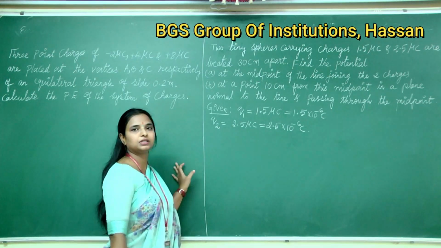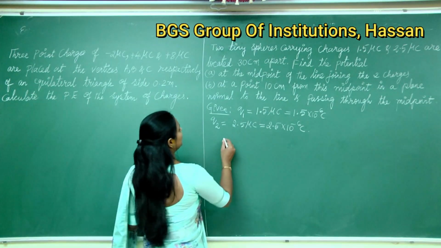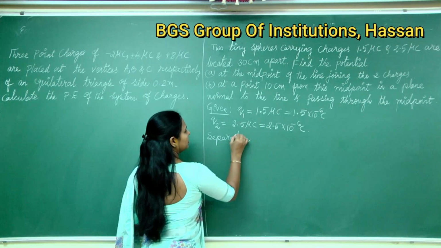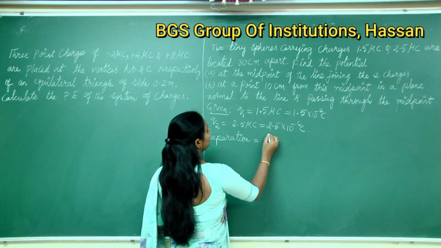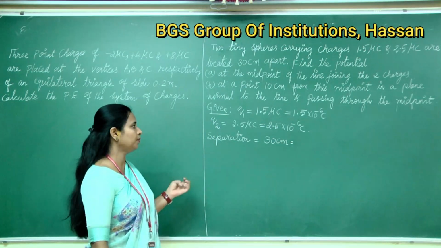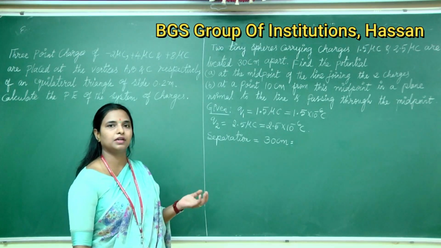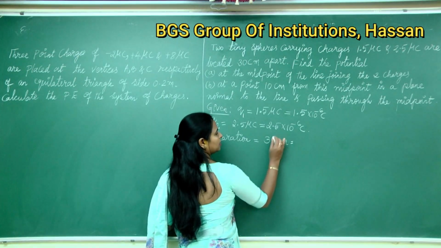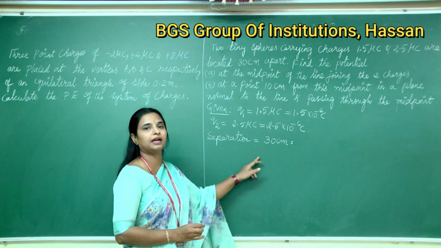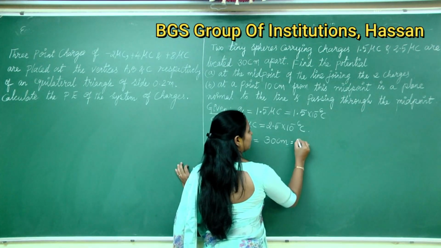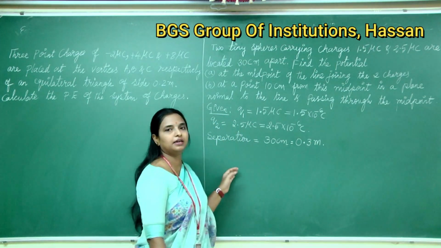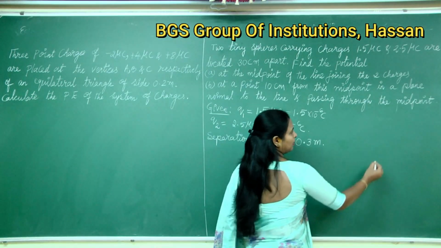And what is the separation between the charges? It is 30 centimeter. Separation between the charges is equal to 30 centimeter, and this value which is in centimeter we have to convert into meter. And how do you convert? Centi is nothing but 10 power minus 2, that is nothing but divided by 100. If you divide it by 100 we have 0.3 meter. And let me draw the diagram representing the problem.